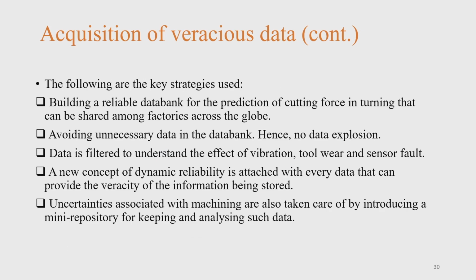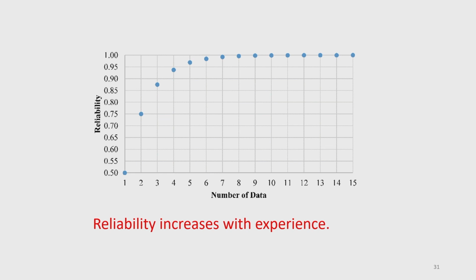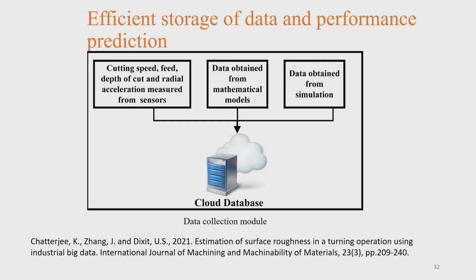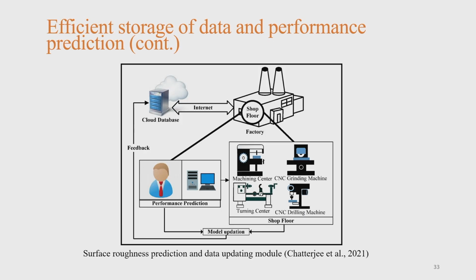We have already discussed this, but we have to take veracious data, that means reliable data. Unnecessary data has to be removed, it has to be improved, and the more data of a similar type you get, the more reliability you get. That is the concept: if initially you have just one data point, it may not have high reliability, but if you have more data, reliability increases with experience. And then you have to use some way to efficiently store the data. Some unnecessary things you have to throw out also.